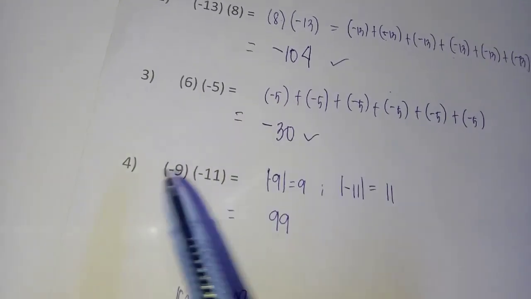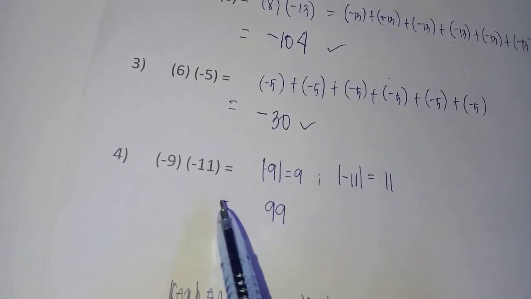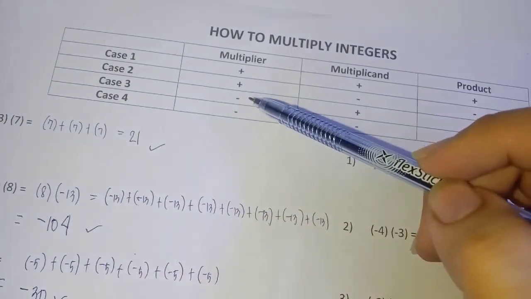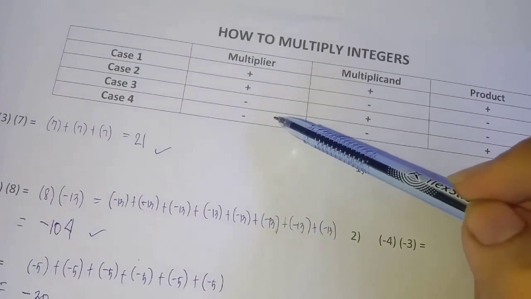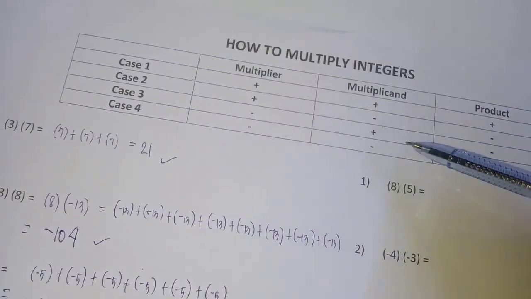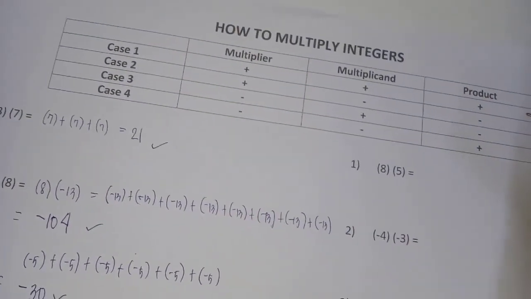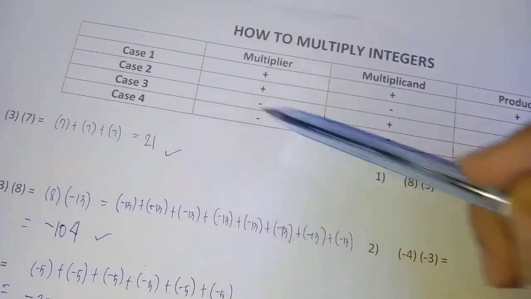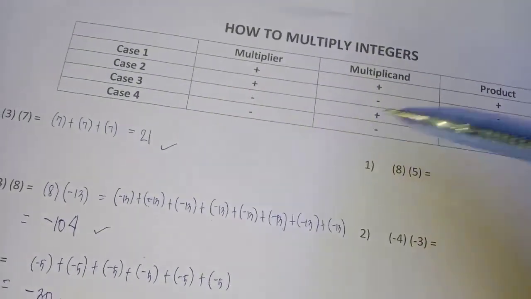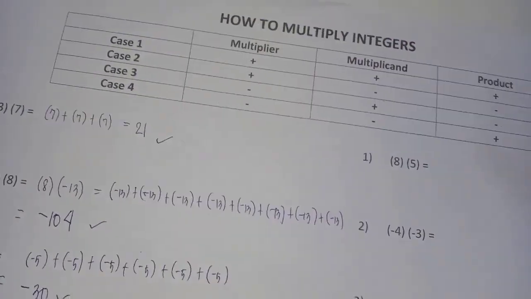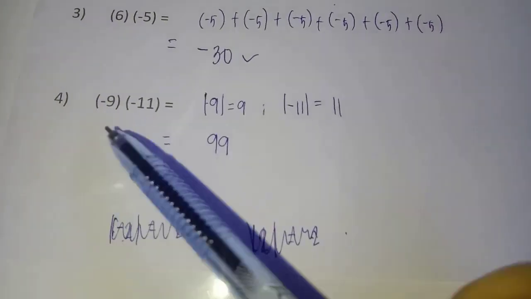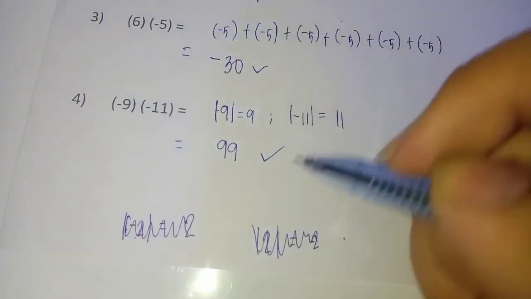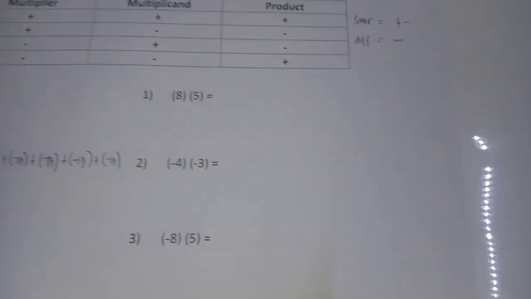Now, the question here is, ano ang magiging sign natin dito? So again, this is an example of case number 4. We're multiplying two negatives. One negative multiplier and one negative multiplicand. The product is always positive, okay? If the integers have the same sign, let's say for example, negative, negative in the case of 4, their product is always positive. So therefore, negative 9 times negative 11 is equal to positive 99. That's the answer.